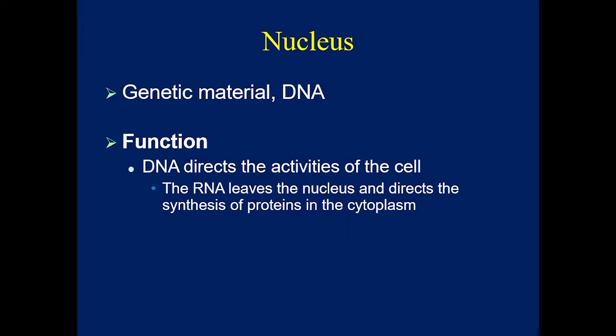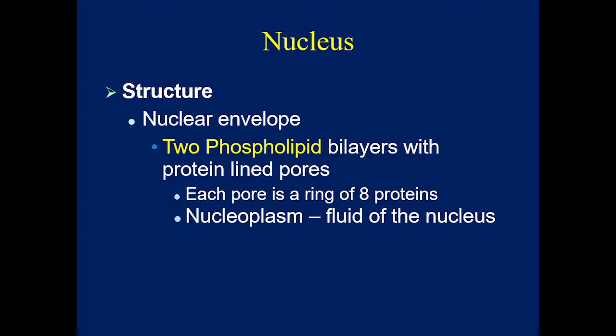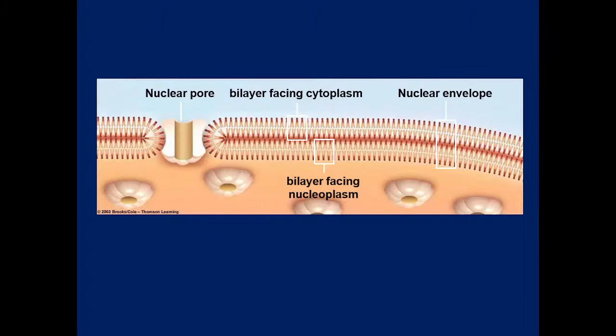Nucleus is the most important organelle in which genetic material will be there. The function is that DNA directs the activities of the cell. So the structure: nuclear envelope will be there, two phospholipid bilayers with protein-lined pores will be present, and nucleoplasm means the fluid of the nucleus.